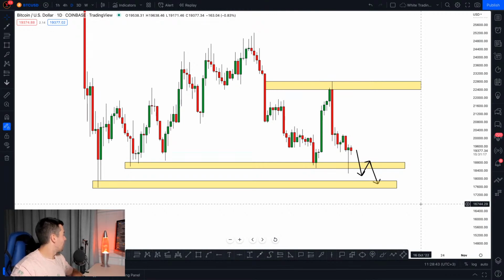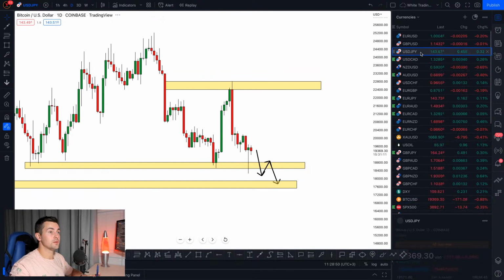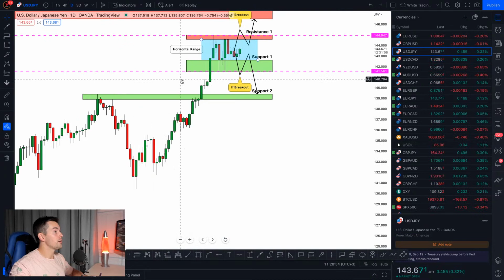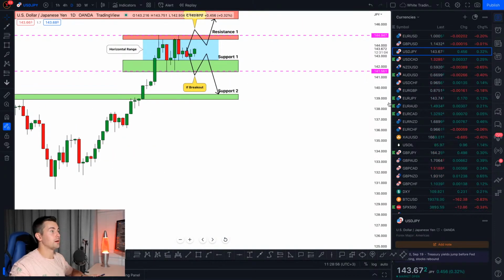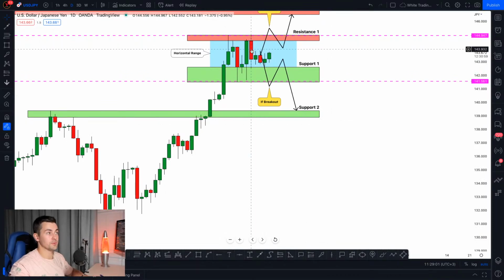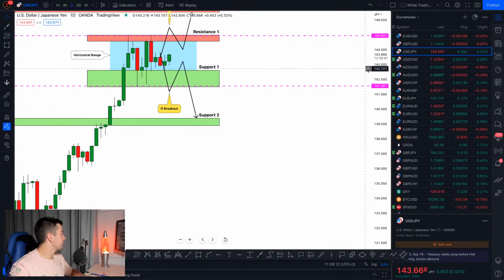Dollar yen made a breakout on hourly, says Joseph. Let's take a look. But the point is, Joseph, that as we discussed, higher time frames are more important. So on dollar yen, we need a daily breakout of that resistance. For now, the market is quite far from that resistance, so it's too early to make any predictions there.